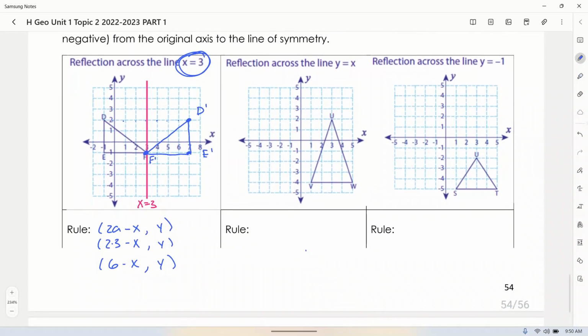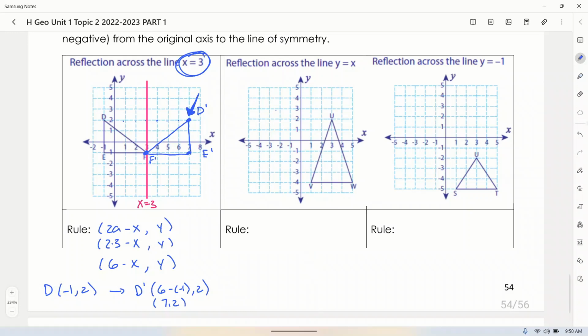And what if I wanted to verify that? So let's look at D. D is the point -1, comma 2. Well, what if we apply this? What if I say that's 6 minus the x value of -1, comma 2? So 6 minus -1 is 7, comma 2. And if we look, that's exactly where this point is located. Okay, so the rule does work.